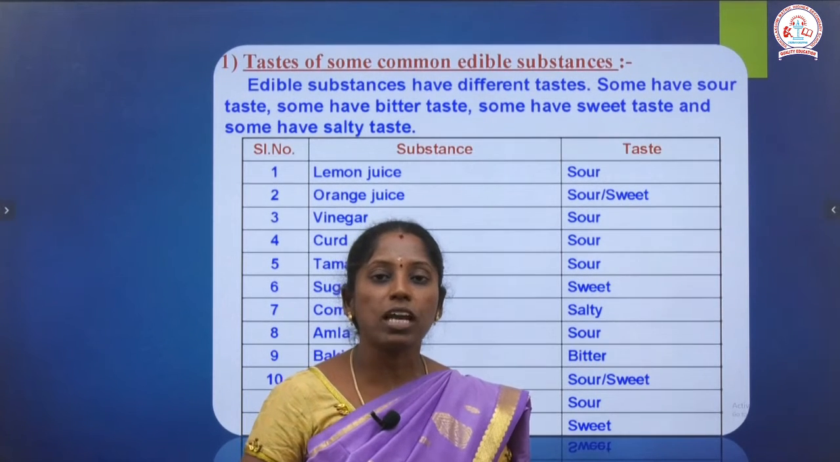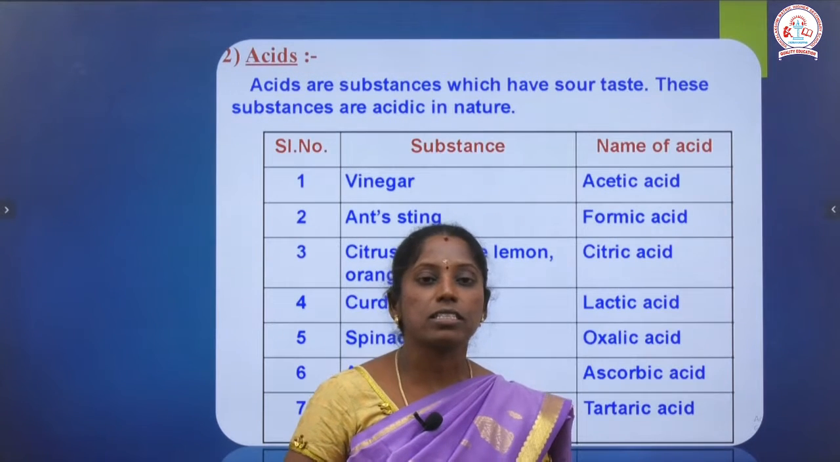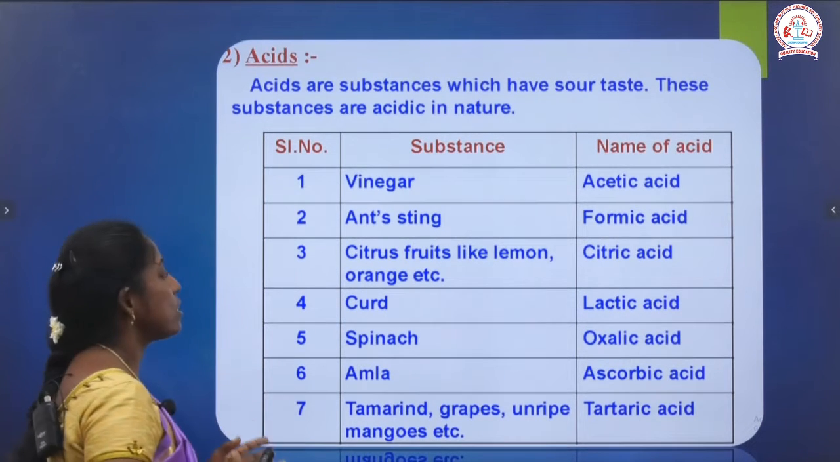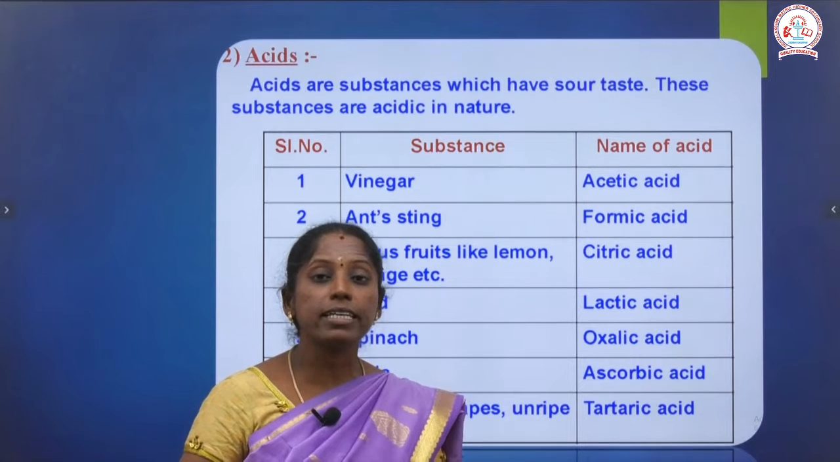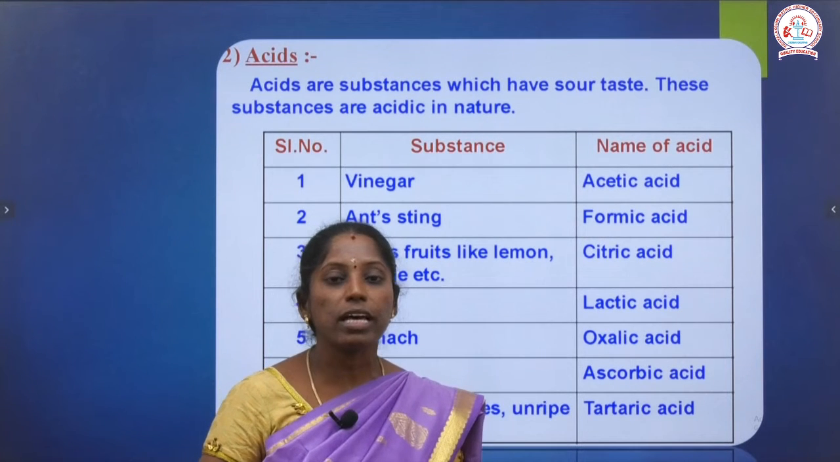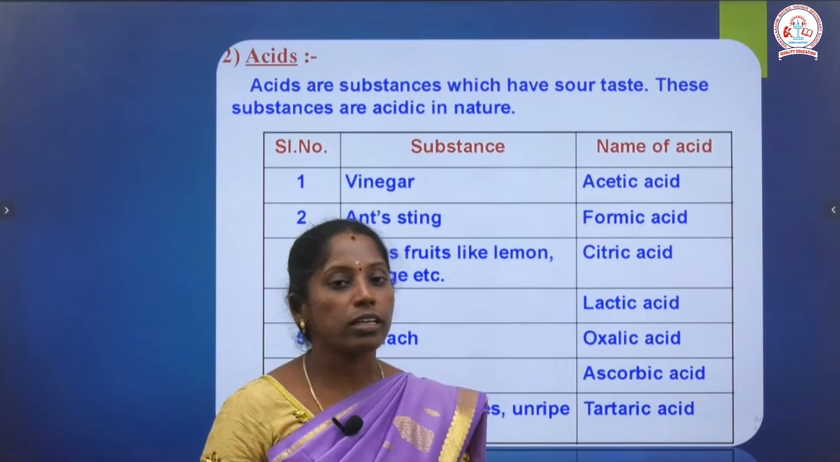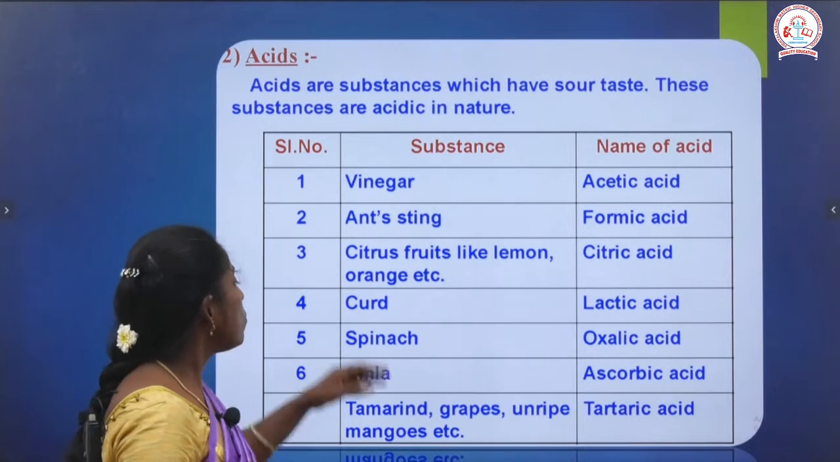Now we can see about acids. What is meant by acids? We know that acids are generally sour in taste. These substances are acidic in nature, and either they are sour in taste. Some examples are given for that. What are the acids present there? What is the first substance?